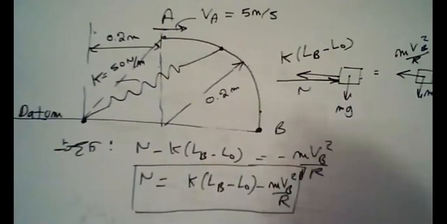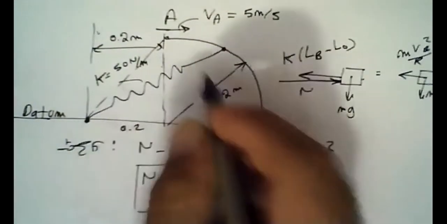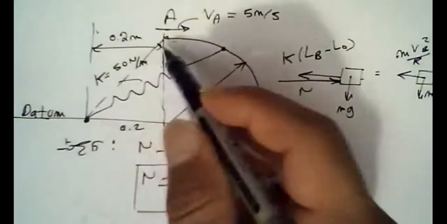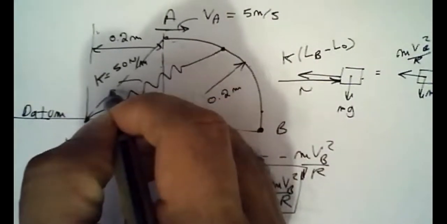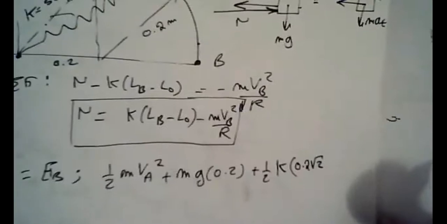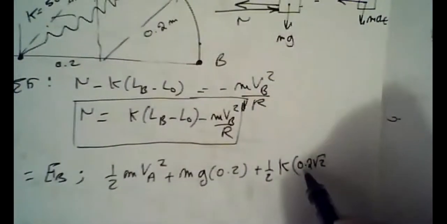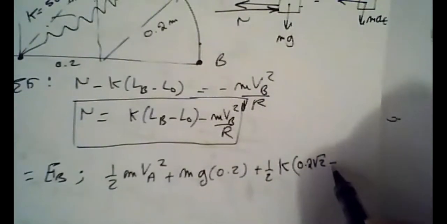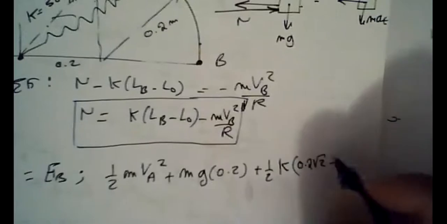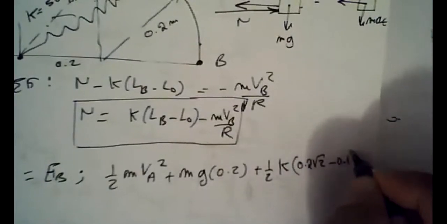Well, we have 0.2 and then 0.2, right? So this one here is 0.2 and this one is 0.2. So the diagonal distance right here is going to be equal to 0.2 times the square root of 2, right? So 0.2 multiplied by the square root of 2. So this is L_F minus L_0. What is L_0? The free length of the spring is given to me as 100 millimeters, or 0.1 meter.